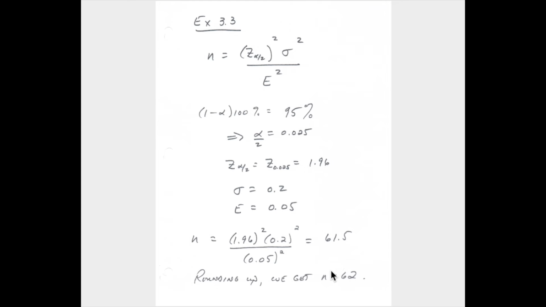And because we cannot have a fractional sample size, we're going to use the next larger integer. Now, I say rounding up. What I really mean there is that we're not going to be rounding. If this was 61.2, we'd still use 62. All right. If we ever have a fractional value on a sample size calculation, we're always going to take the next larger integer.